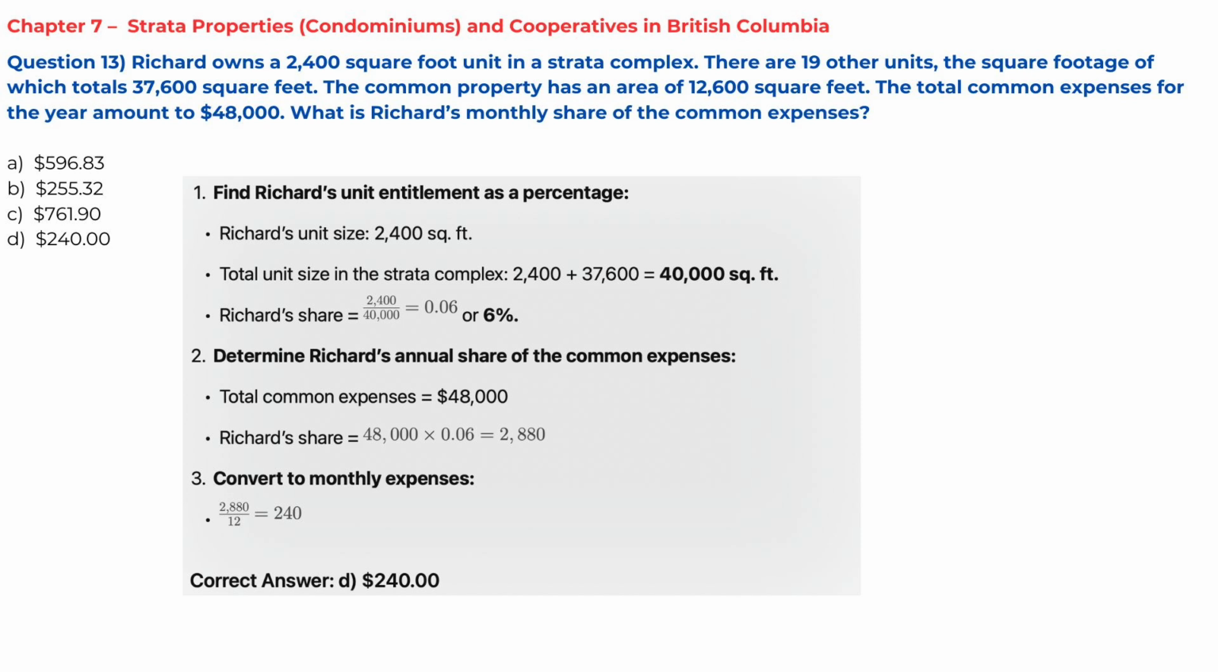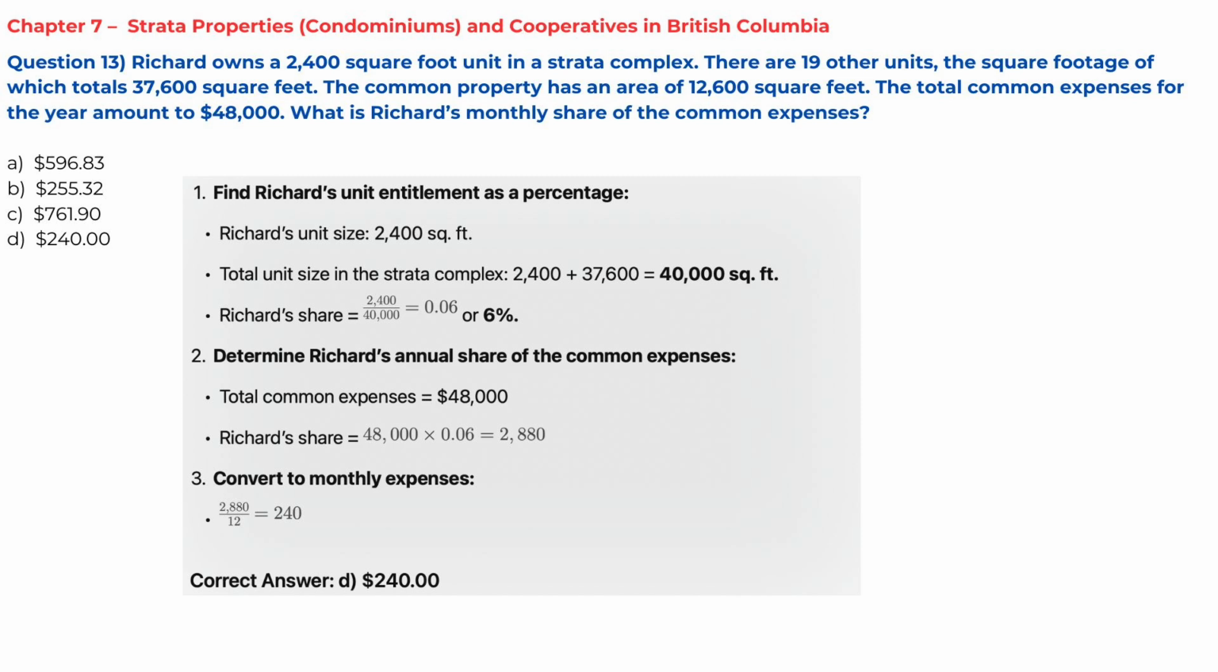Total unit size in the strata complex: 2,400 + 37,600 equals 40,000 square feet. Richard's share: 2,400 divided by 40,000 is 0.06, or 6%. 2. Determine Richard's annual share of the common expenses. Total common expenses equal $48,000. Richard's share equals 48,000 times 6%, which is $2,880. Convert to monthly expenses: 2,880 divided by 12 equals $240.